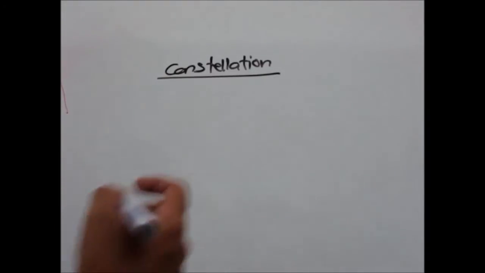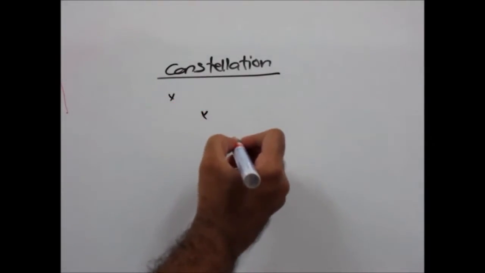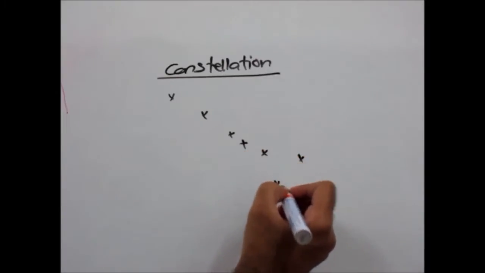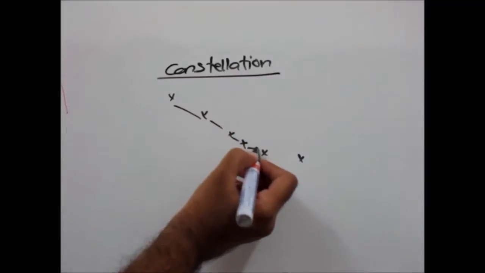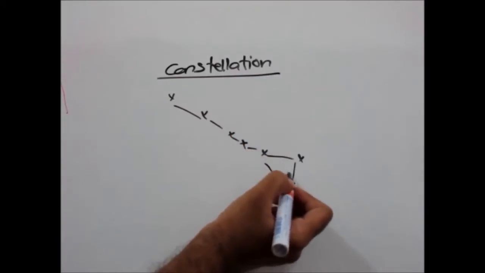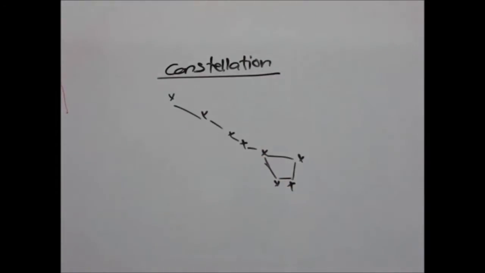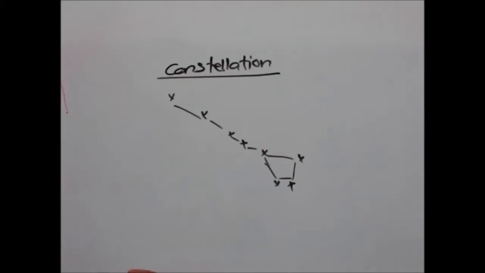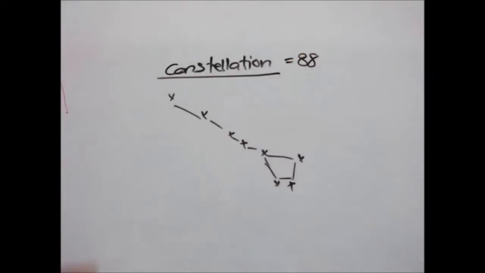For example, in the night sky, these are stars, and if you connect those stars, you will form a picture. Now this imaginary picture or imaginary object in the sky is called a constellation. There are 88 constellations in the sky.